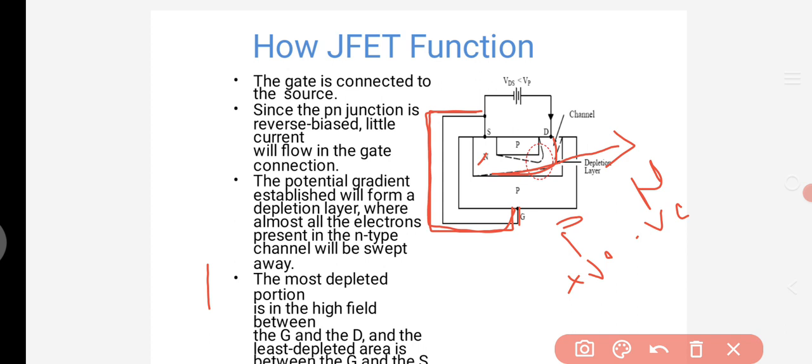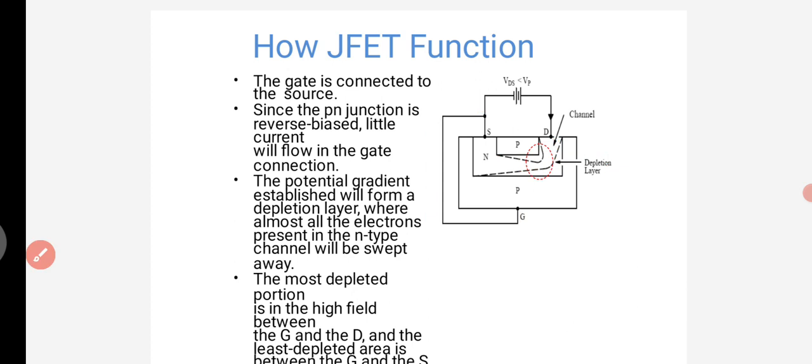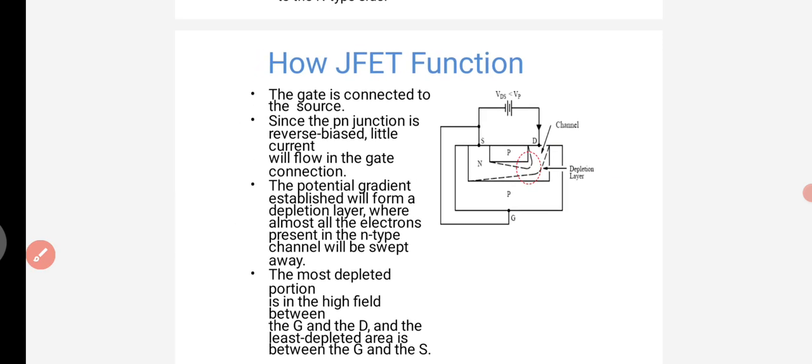From this depletion layer, the electrons will be moving towards the drain. The most depleted portion is in the half field between the gate and the drain, and the least depleted area is between gate and source.